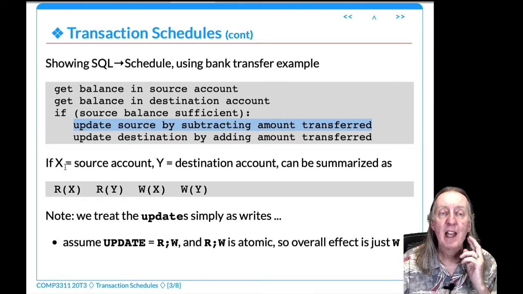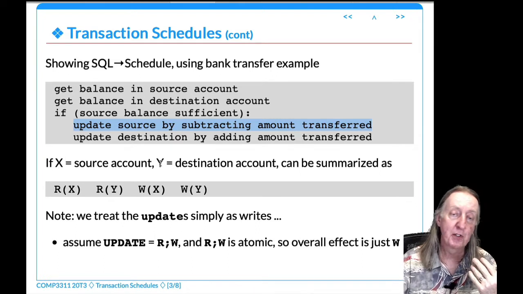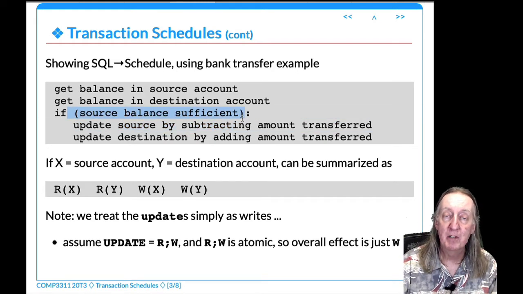So if you want to abstract those a little bit, X is the source account, Y is the destination account, and the whole transaction, assuming that we have sufficient funds, is going to consist of those four operations.